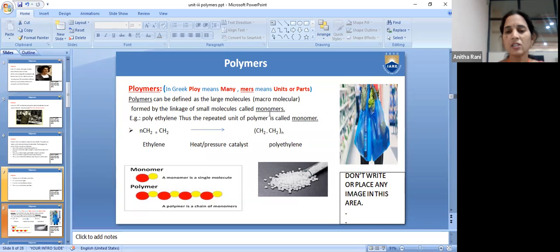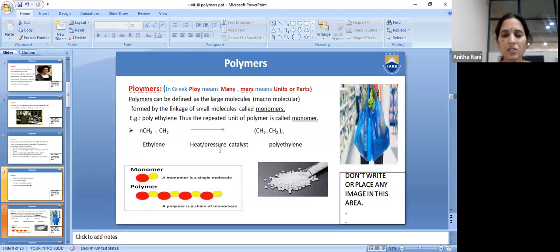Here ethylene is a monomer. If you take only one ethene molecule, it is a monomer. Taking a number of ethene molecules and linking them together, we get polyethylene, which means we get a polymer. Before the monomer name we write poly, meaning many. So this is the monomer, not the polymer. We take a number of monomer molecules and combine them together, linking them by applying heat, pressure and catalyst.